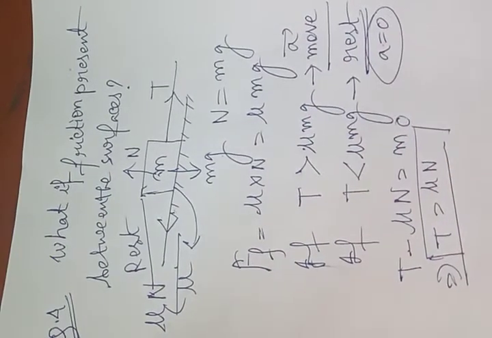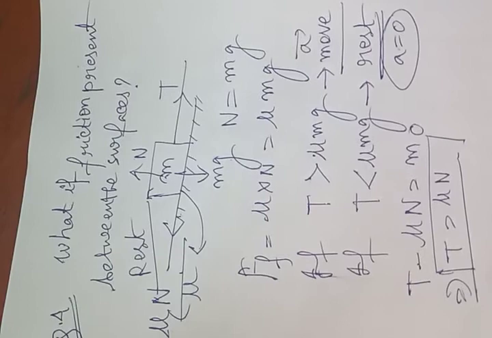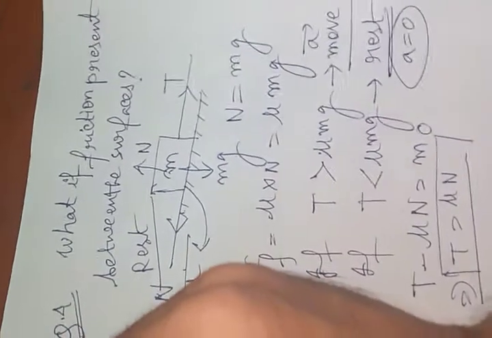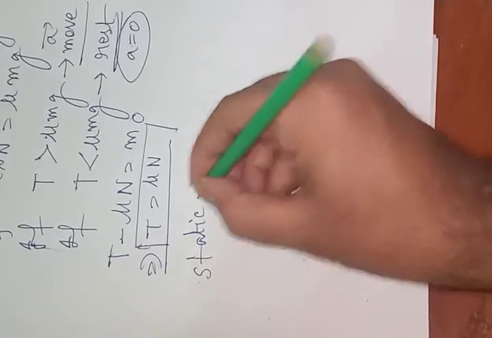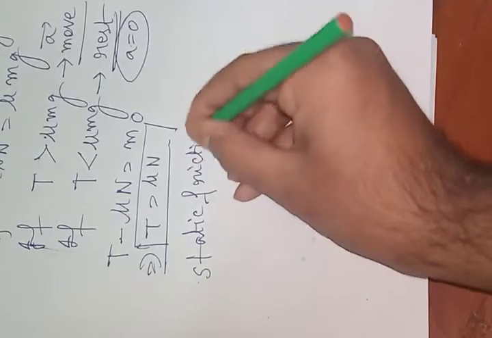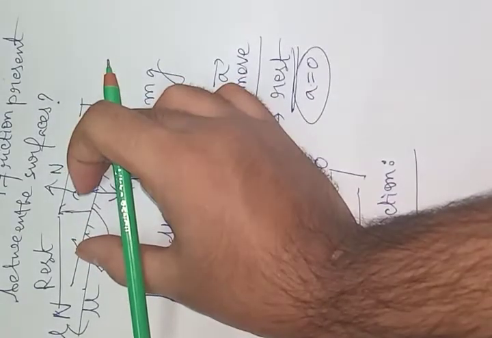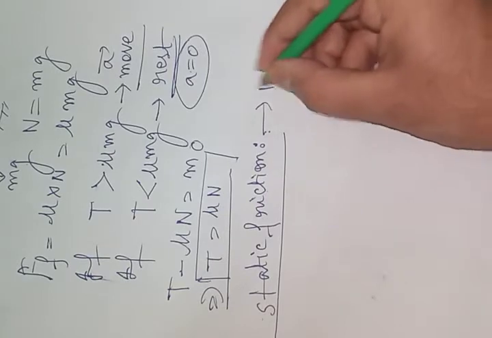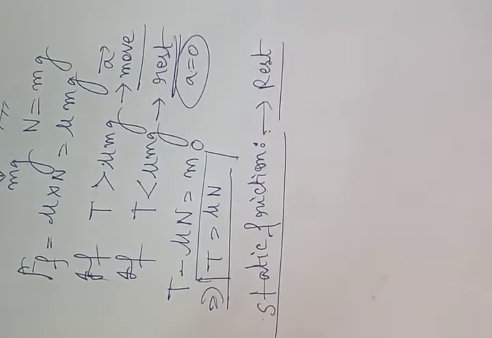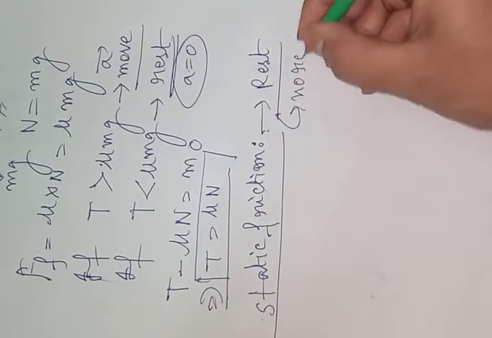Now, self-adjusting means that there are two types of friction forces. One is static friction force. What is a static friction force? In this case, the block is at rest, so the friction is a static friction force. If the body is at rest, there is no relative motion.